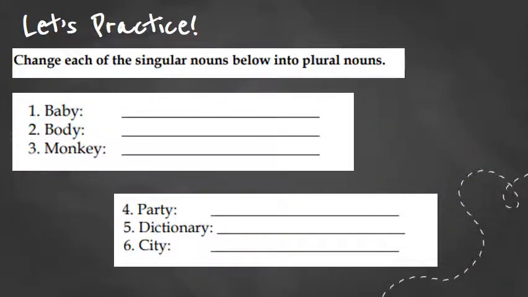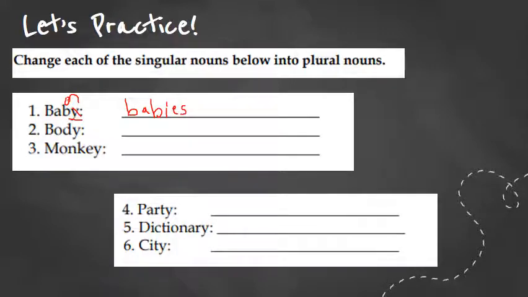Let's change each of the singular nouns below into plural nouns. Let's see. What's the problem here? Baby. Baby ends with y. Okay. Let's see what do we have before the y. Before the y we have consonant letters. So what does the rule say? When the noun ends with y and the y is preceded with a consonant letter, then we have to cross out the y, then add ies. Babies. So we have to add ies.